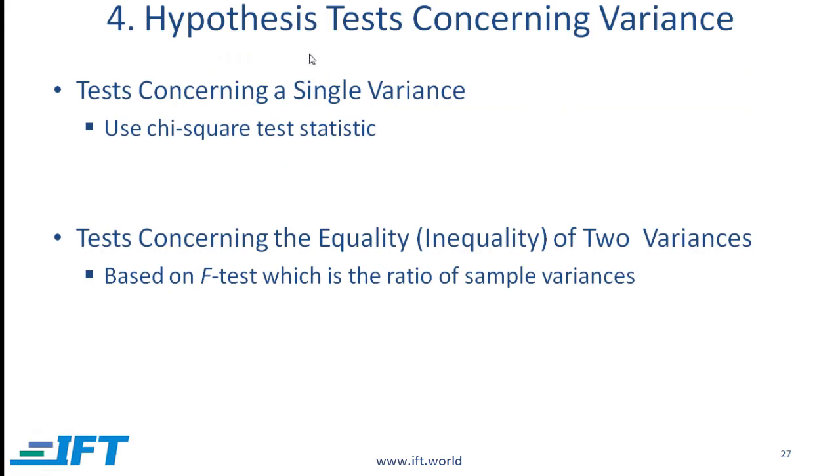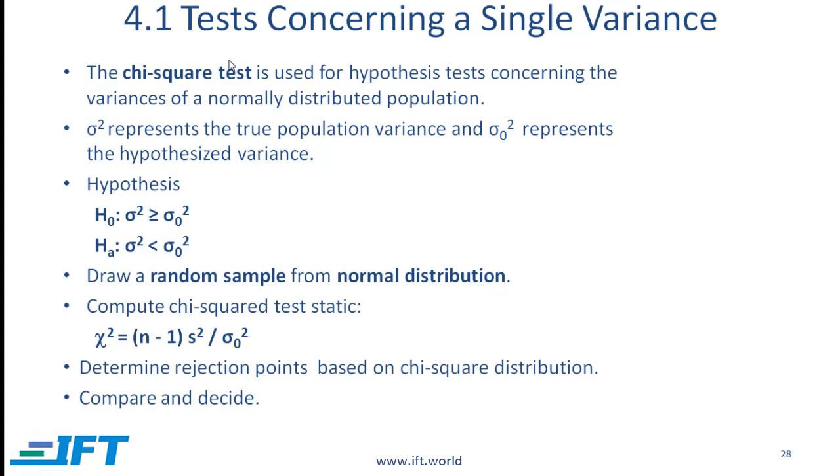Now we will talk about the hypothesis tests concerning variance, and there are two kinds of tests that we look at. Tests concerning a single variance, and here we use the chi-square test statistic, and then tests concerning the equality or inequality of two variances. These are based on the F-test, which is a ratio of sample variances. Let's look at the first scenario in more detail, tests concerning a single variance.